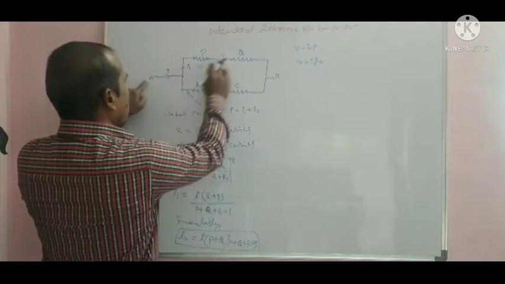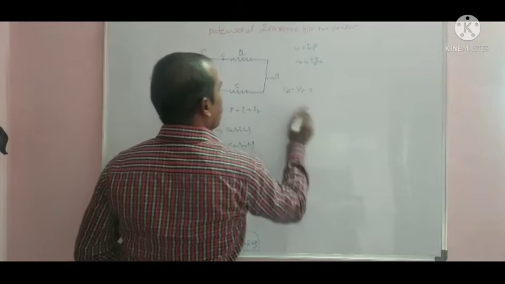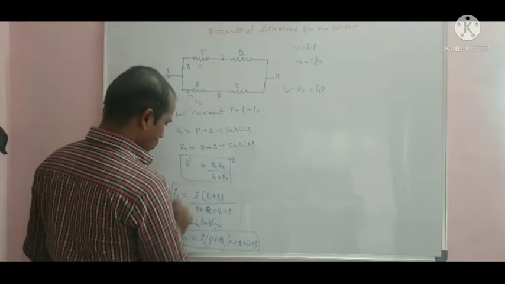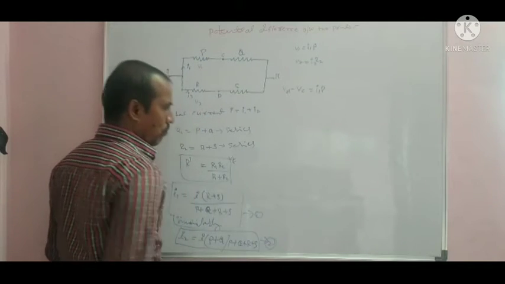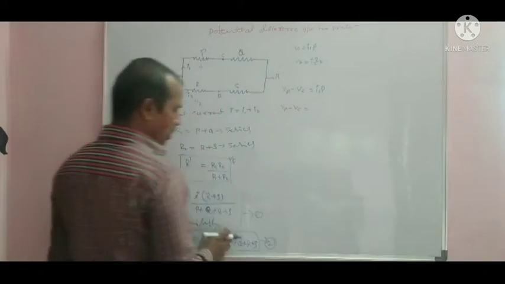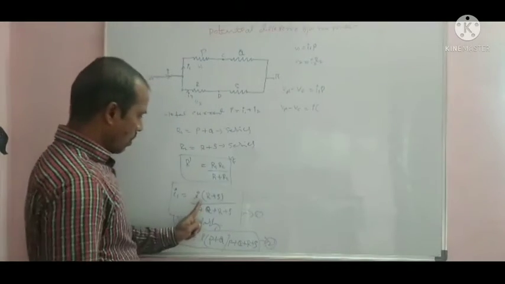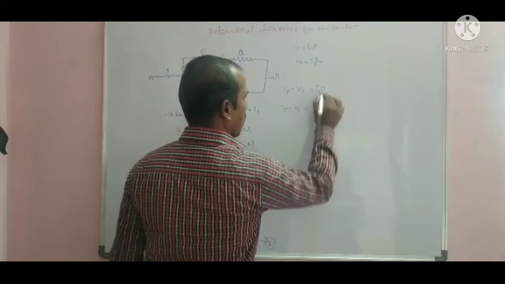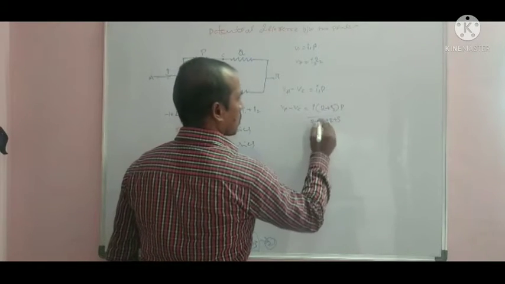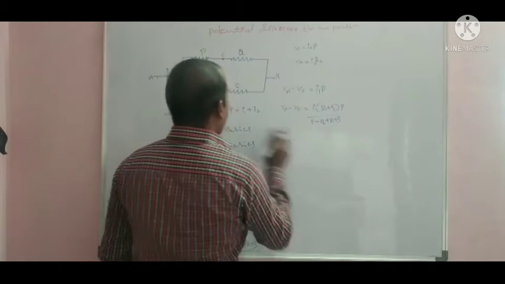The potential difference between A and C, VA minus VC, is equal to I1 P. Call this equation 1 and this equation 2. Substituting the I1 value, equation 1, into this equation: I into R plus S into P by total resistance P plus Q plus R plus S. This is the potential difference between A and C.